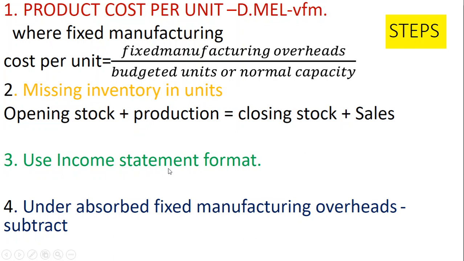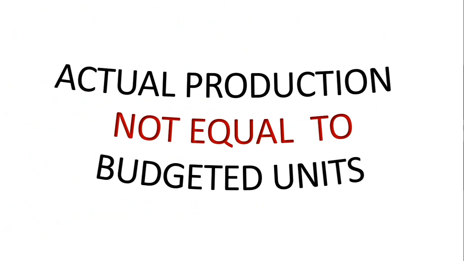Third, we will follow the income statement format. And fourth, you will calculate the under absorbed fixed manufacturing overhead if it is there in the question. You'll have to subtract it. In case you get over absorption, you will have to add it. Why, we'll study in the example. Let's move forward. This is a case where actual production is not equal to budgeted units. In this case you will have over absorption or under absorption of fixed manufacturing overhead. In other cases you will not have it.